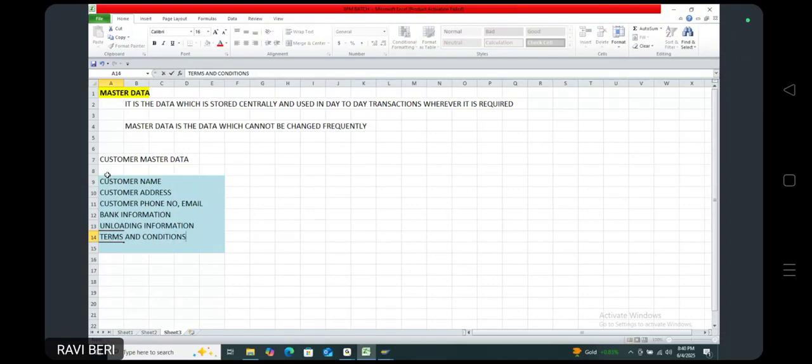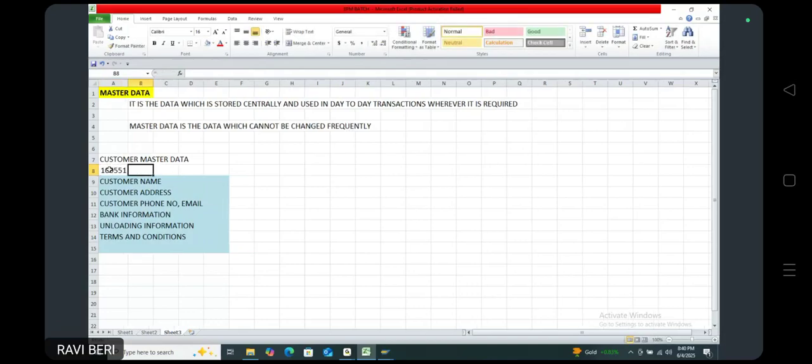So when you save it, you will get some number. Example 100551. This is Apollo customer data. So when you save customer, you will get some number. So what is the name? Apollo hospitals, address, like that. We maintain this customer information.